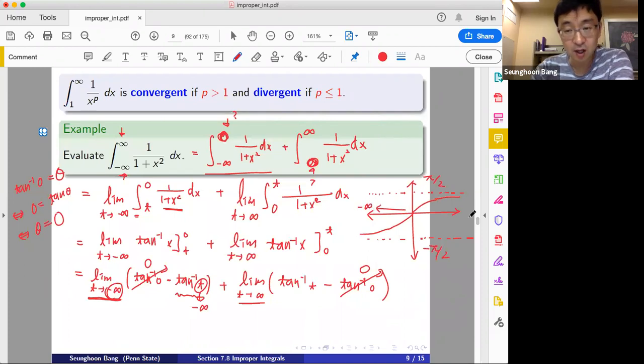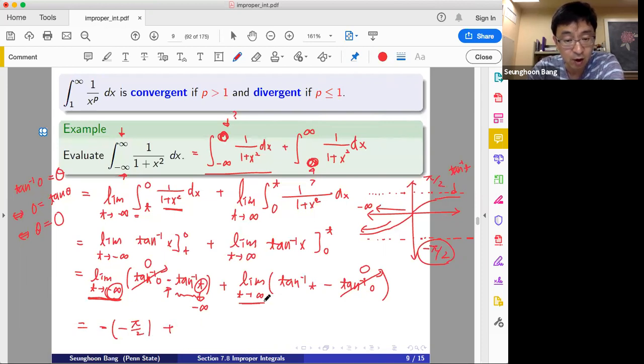What's the corresponding inverse tangent function value? This graph is inverse tangent. The inverse tangent function approaches this horizontal asymptote, negative pi over 2. So we have the limit, negative pi over 2.